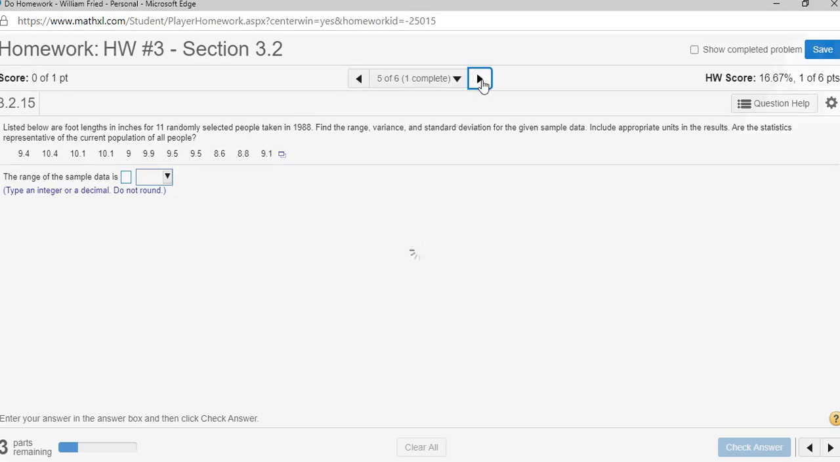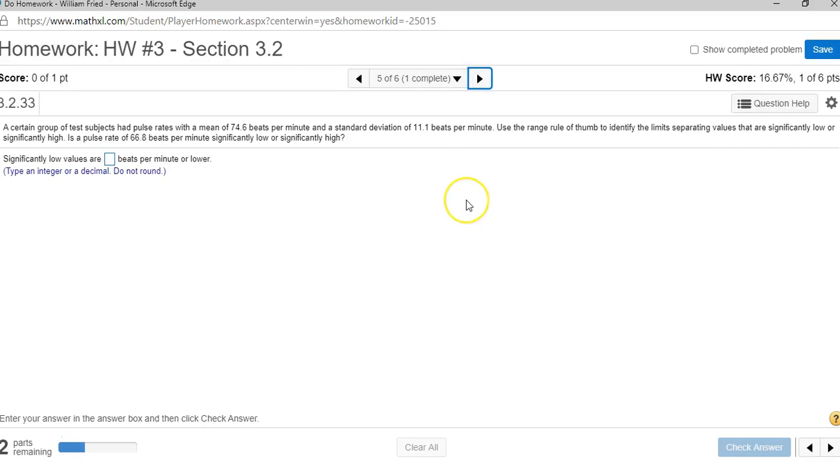Okay. Now, there's one more kind of question here that I want to go over. This is question number 5. This is the question about significantly high, significantly low, and what's called the range rule of thumb. The range rule of thumb is that if a value is more than 2 standard deviations above the mean, it's significantly high. If it's more than 2 standard deviations below the mean, it's significantly low. In this question, they give a mean of 74.6 and a standard deviation of 11.1.